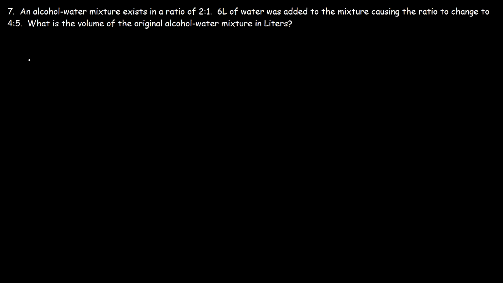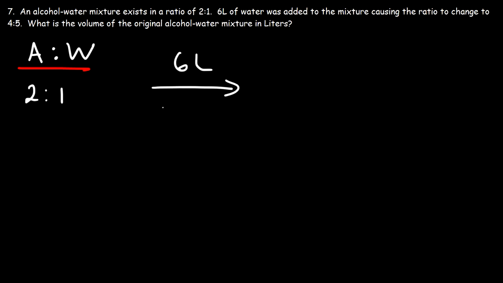Well, let's write down what we know. So this is before adding water. The ratio of alcohol to water is 2 to 1. And then we're going to add 6 liters of water.